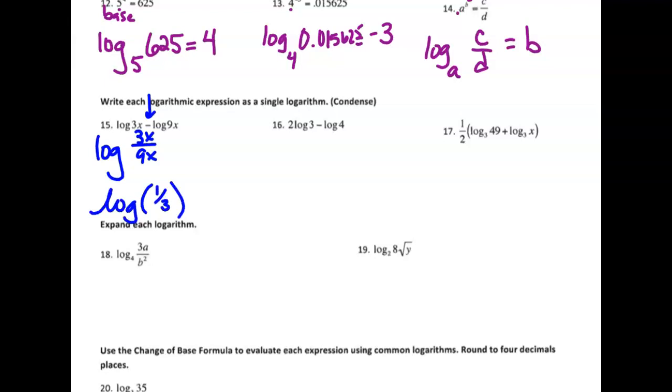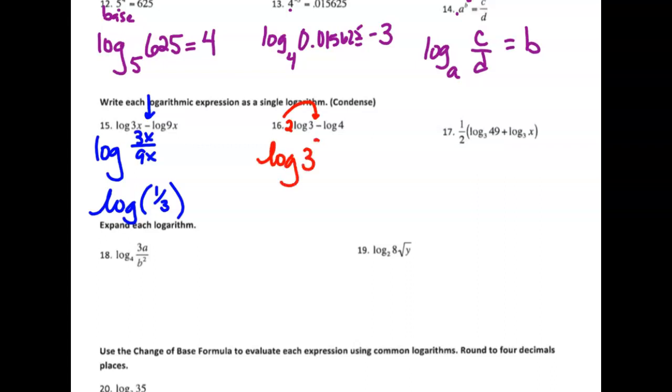In our next example, we have a number in front, a coefficient of a log, and that has to go back as a power. So this becomes the log of 3 squared minus the log of 4. 3 squared is 9, and we can simplify that subtraction sign into division. So this would be the log of 9 divided by 4.